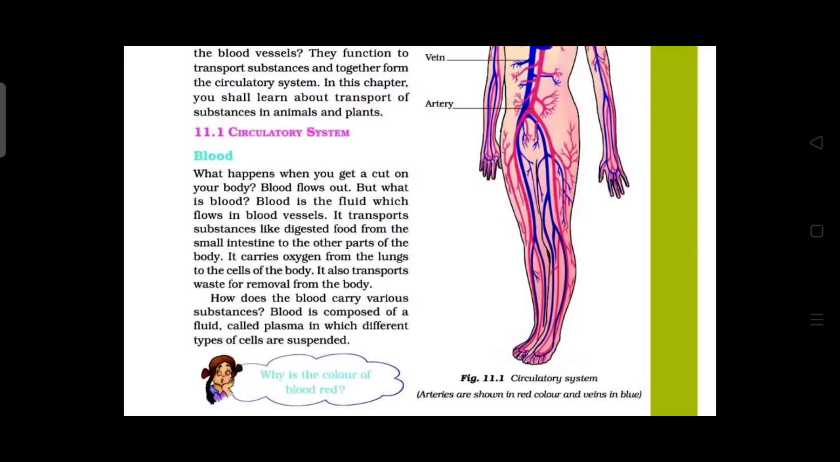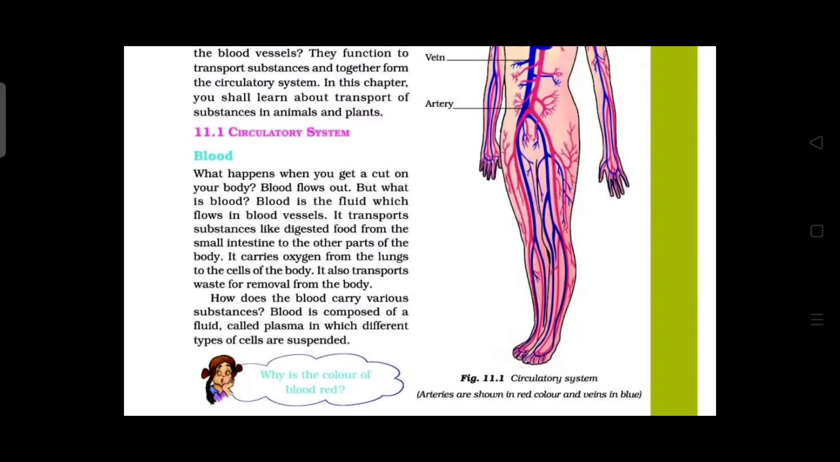Then there are some components of blood. What are they? Plasma, red blood cells, white blood cells, and platelets. There are four components. First we study plasma.